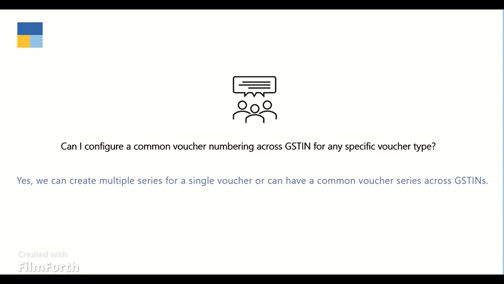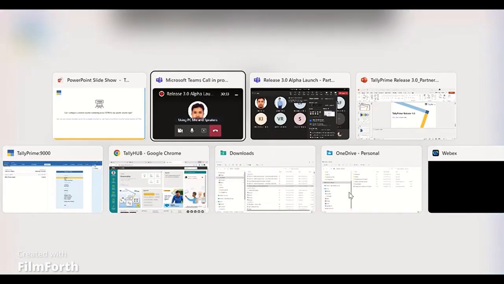Can I configure a common voucher numbering across GSTN for any specific voucher type? Yes. You can create the series. I'm just trying to answer one FAQ, that is, can I configure common voucher numbering across GSTN for any specific voucher type? Yes, we can create multiple series for a single voucher type or can have a common voucher series across GSTN also. Let me just show you that.